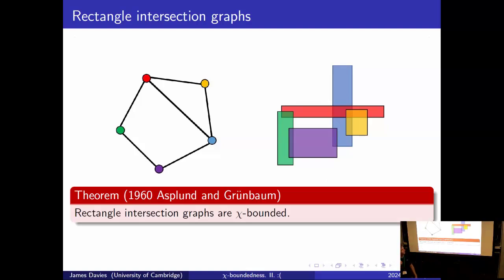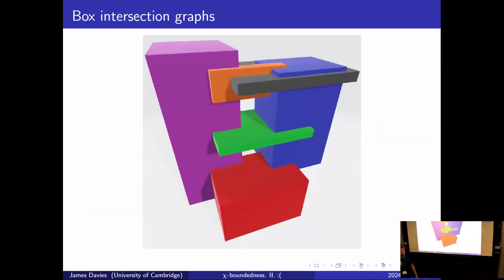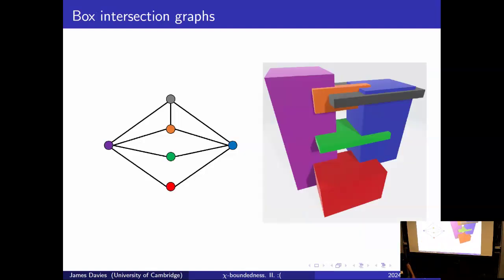Now, one thing you might hope to be true is that this always happens in any dimension. So going up to 3 dimensions, we can now look at box intersection graphs of axis-aligned boxes in free space. So these boxes will give you this box intersection graph in the same way that it works for rectangles.